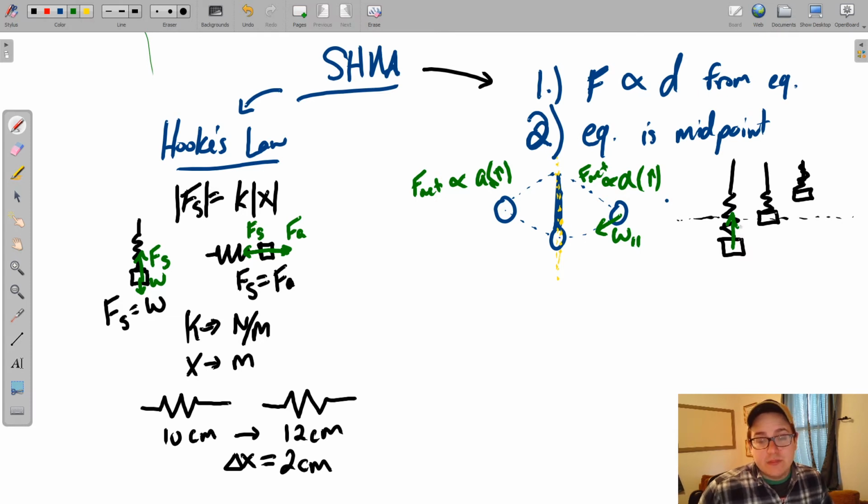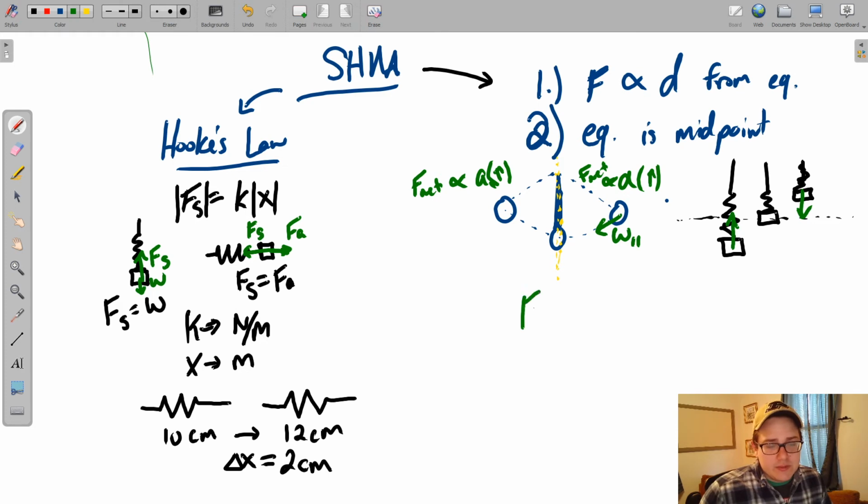So there we go. This right here shows us that whether you pull a spring or you push a spring, the restoring force is always going to be going towards equilibrium. So if we put a pendulum in motion, that's clearly going to be simple harmonic. Or if you put a spring system in motion, it's still going to be a simple harmonic motion.